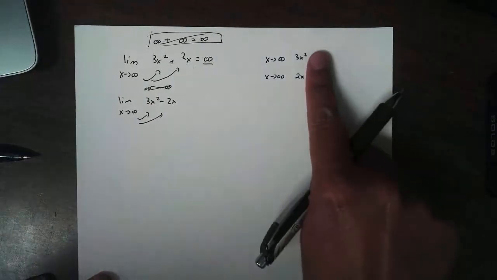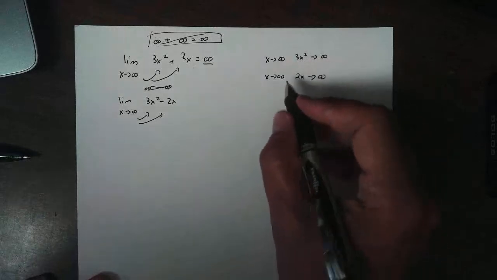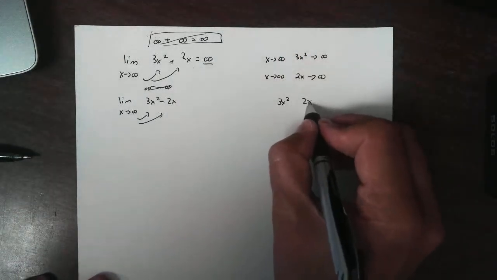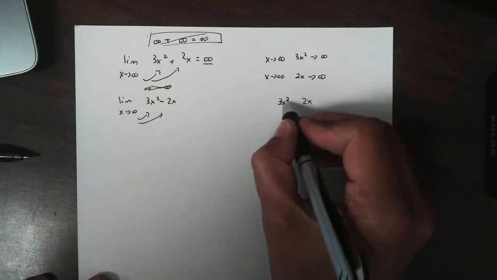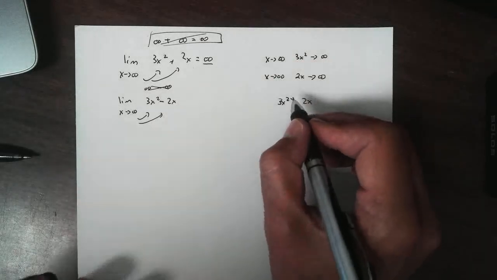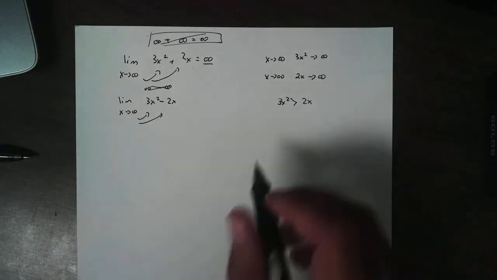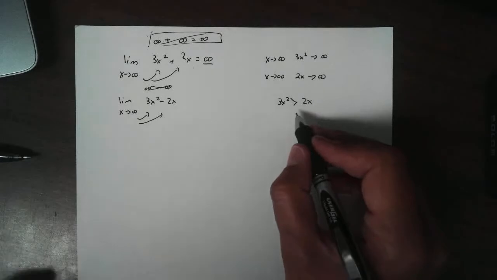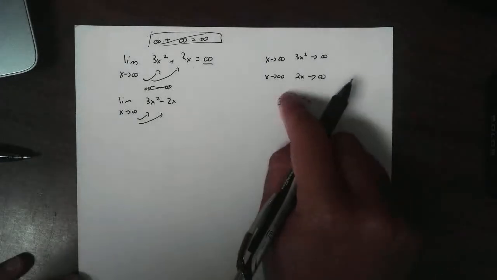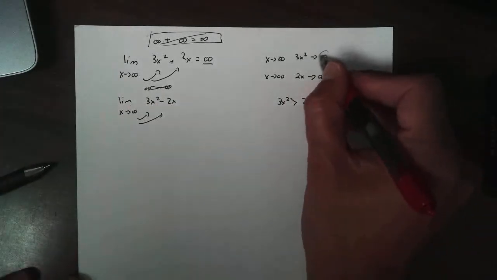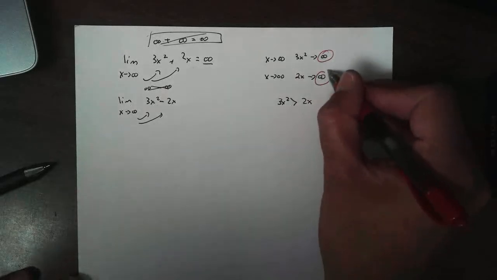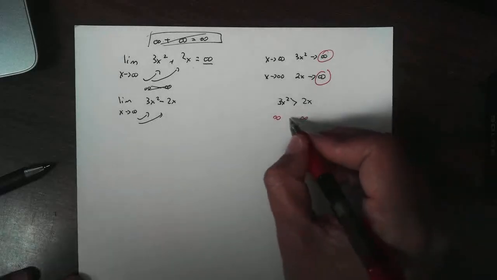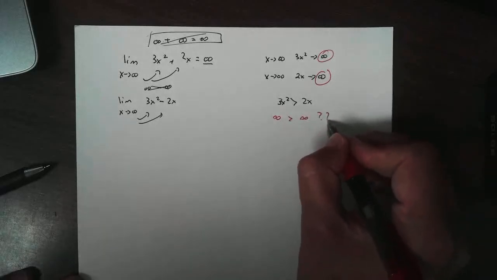So we have to go back to looking at the 3x squared and the 2x, their relationship. As x gets really big, I have this 3x squared and I have this 2x. So I know that as x gets really large, 3x squared is always going to be bigger than 2x, as long as x gets really large, not close to 0. So in other words, what is that saying? Well, that is saying that this infinity is greater than this infinity.